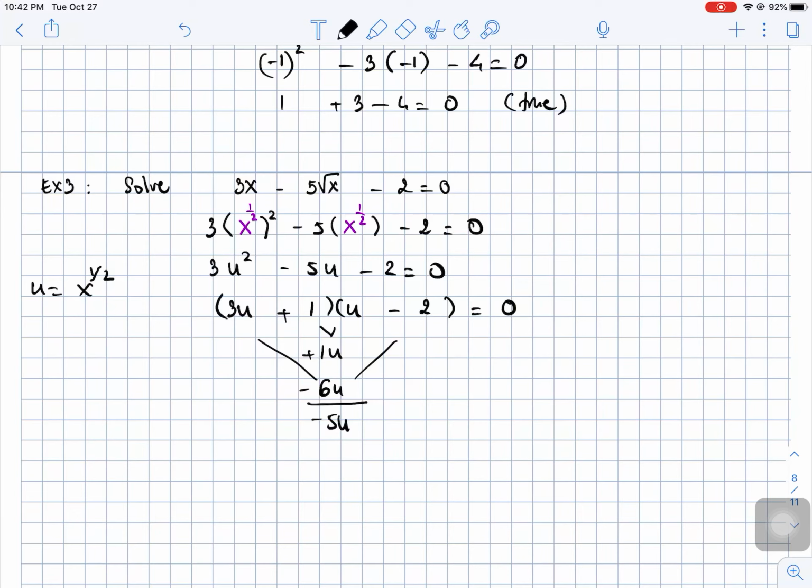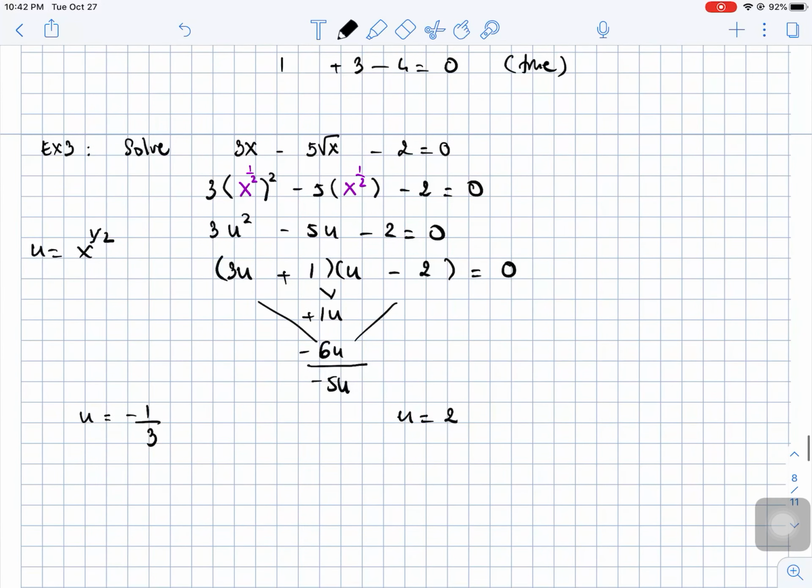So we got 3u and 1u. Now we're going to play with the 2 and the 1. So we're going to put 2 in here and 1 here. Then multiply inside, multiply outside. And we got -5u. We want to get that, so we should have -6 plus 1. So plus 1 and -2.